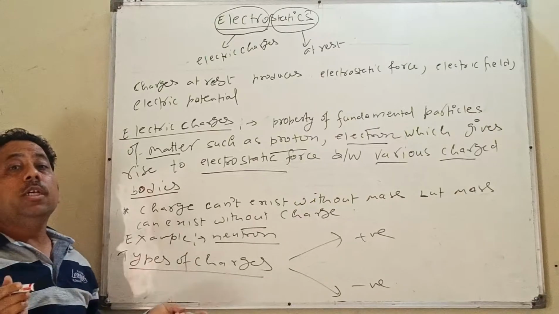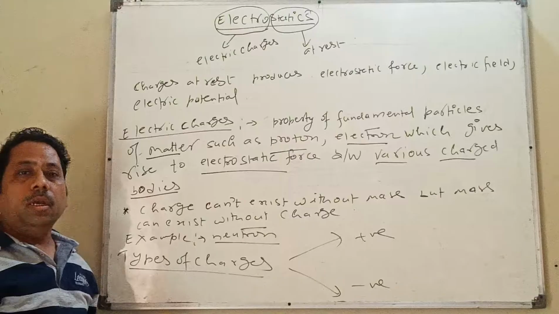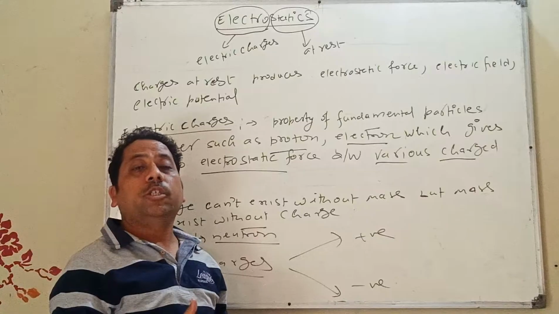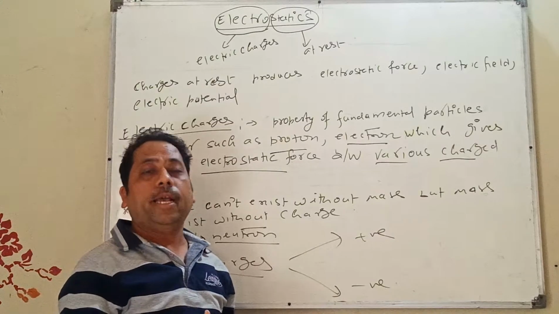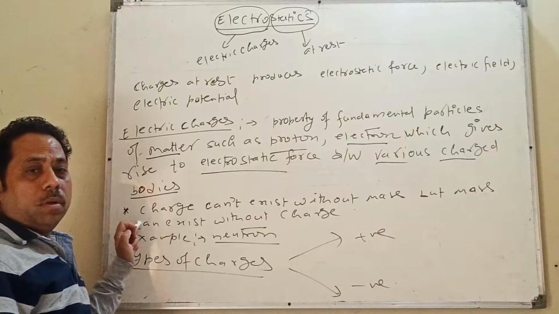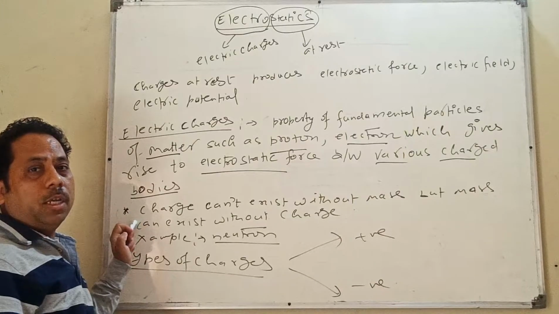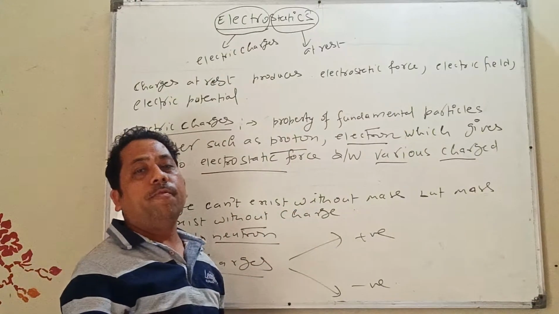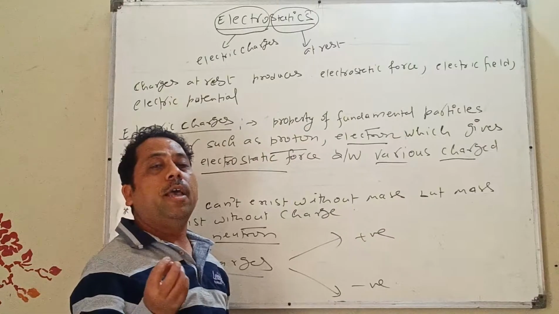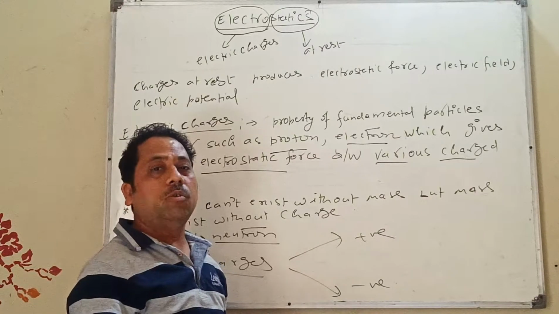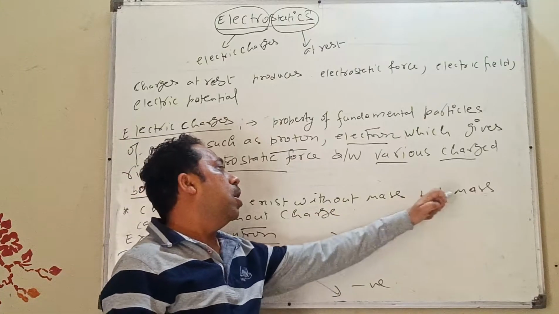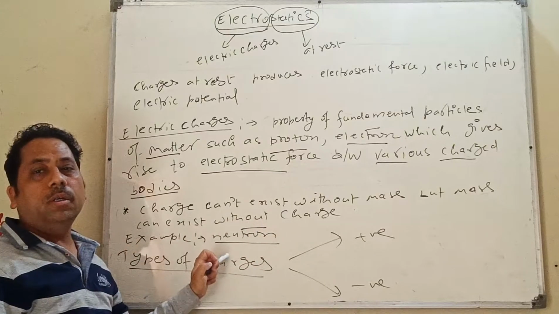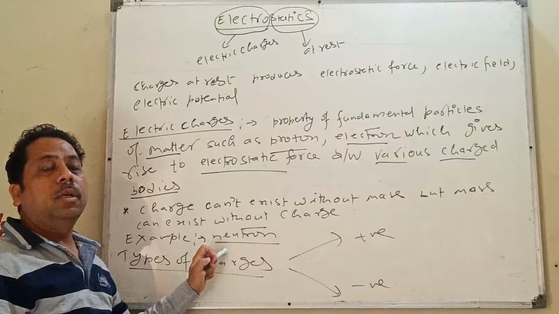Atom as a whole is electrically neutral, but the constituent particles of the atom have charge. Proton and electron are examples of that. Now, a very important property of charge is that charge cannot exist without mass. If a body or any particle has charge, it must have mass also. But the reverse is not true. Mass can exist without charge. For example, neutron. Neutron is chargeless, but it has mass.